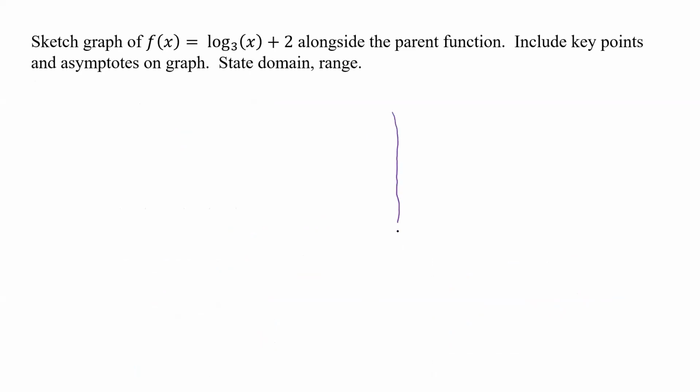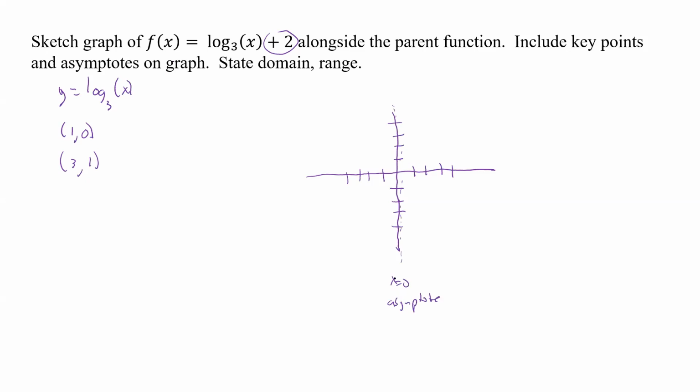So let's go ahead and draw our axes. All right, so what is our base function? Well, our base function is y equals log base 3 of x. And what does that tell us? Well, we have the point 1, 0, and we have the point 3, 1. So that's our original. And now what we're going to do is move up 2. Okay, so let's go ahead and draw in our stuff. We have our axis here. That's going to be our x equals 0, our asymptote. And then we have our point 1, 0, and our point 3, 1.